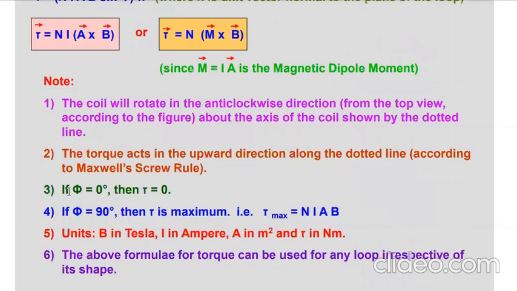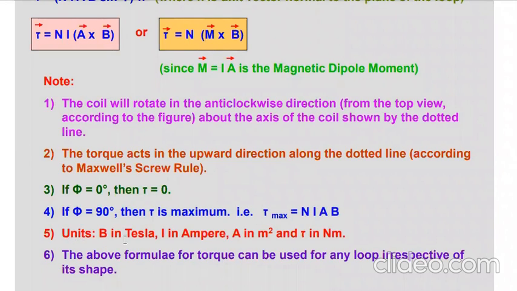The torque acts in the upward direction along the dotted line, that is along the axis of the coil, according to Maxwell's screw rule, or Maxwell's right hand thumb rule. Then if phi is equal to 0, then the torque will be 0. And if phi equal to 90 degrees, then tau will be maximum, that is NIAB.